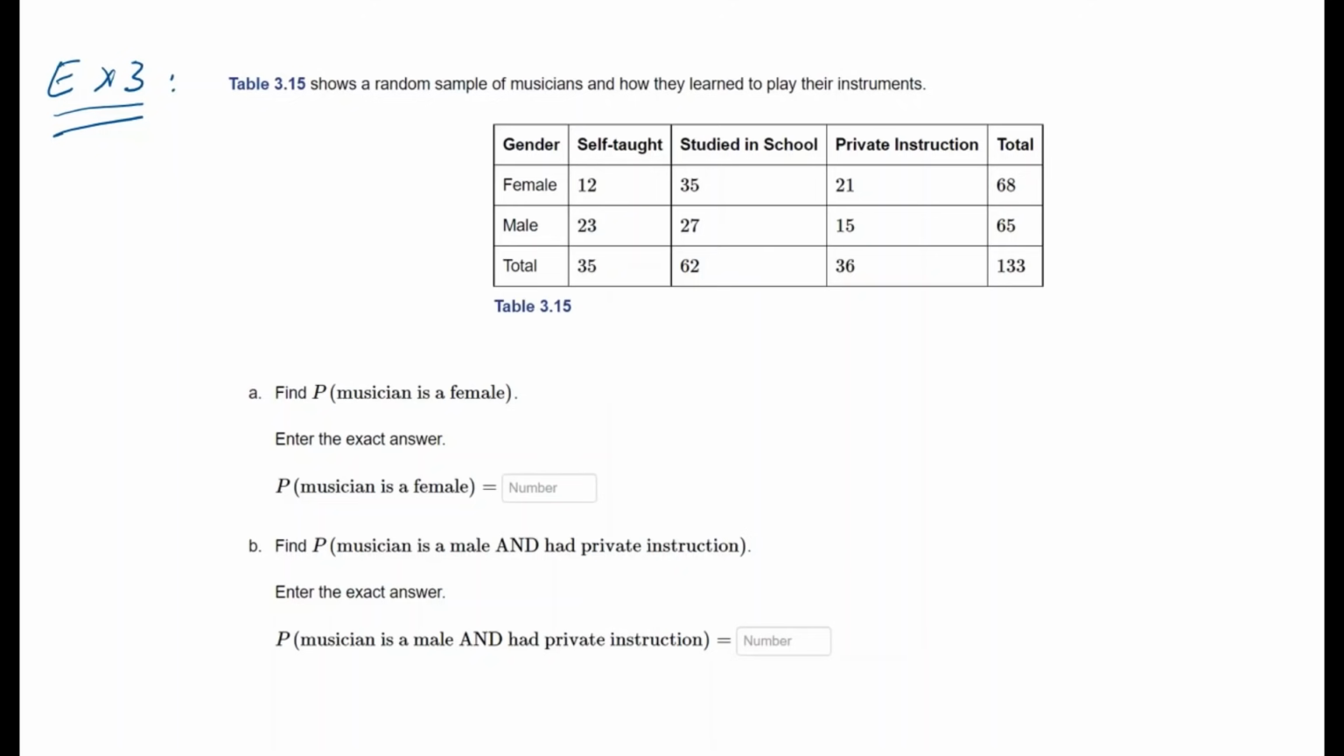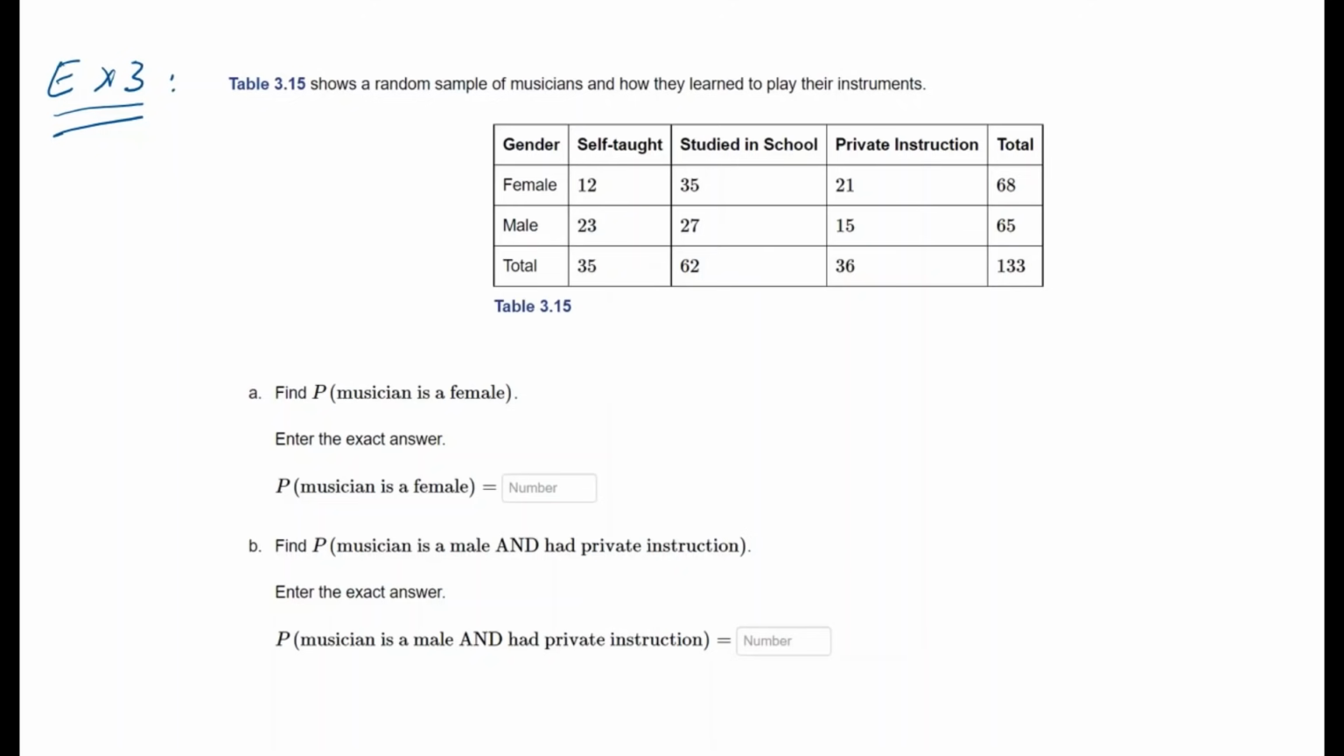In the third example, we have data represented in a table, while in the first example we had it in the form of a graph, and in the second example we had it in words, and we extracted information from there. Now in this example, we have all the information given in the form of a table, and we see that in the table the first column represents the categories of the data we have, which is males and females, and also the total.